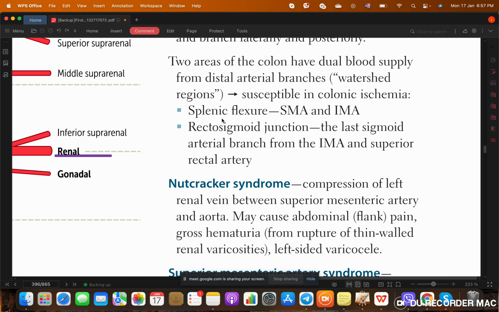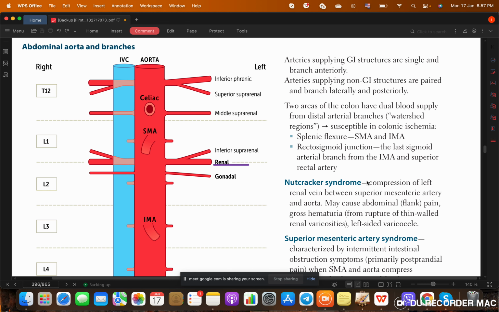So we have two of these actually. The first one is the splenic flexure. I just explained that. It's between the SMA and the IMA. And the next one is the rectosigmoid junction, which is between the last sigmoid arterial branch from the IMA and the superior rectal artery, which comes from a totally different origin.